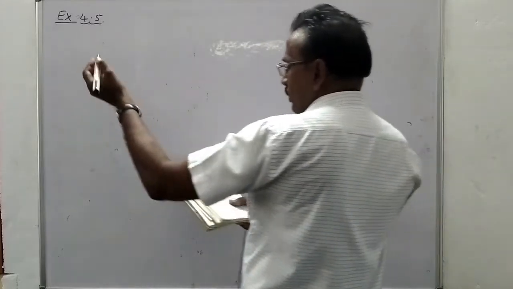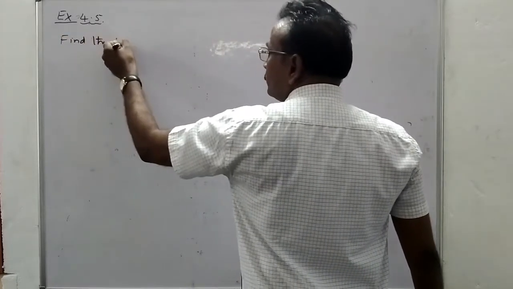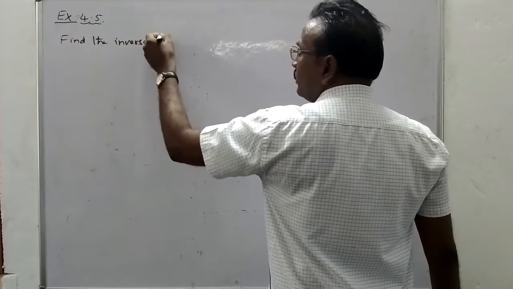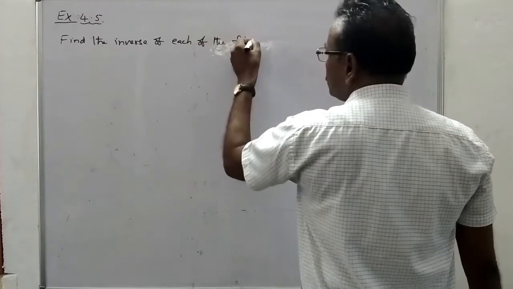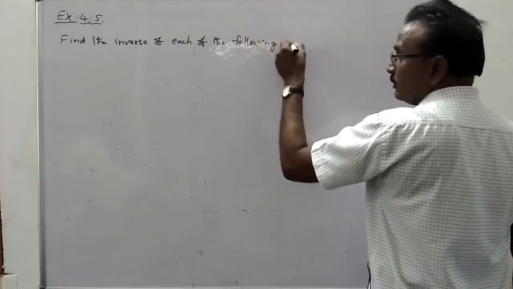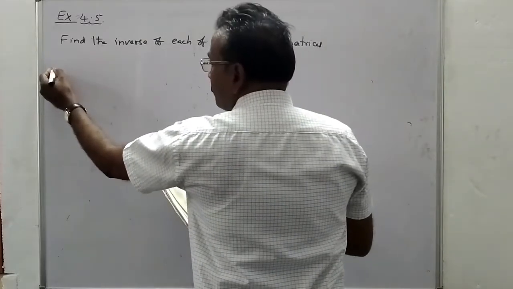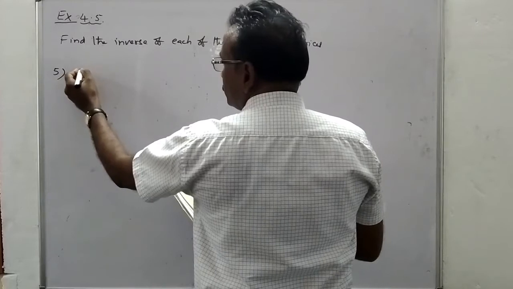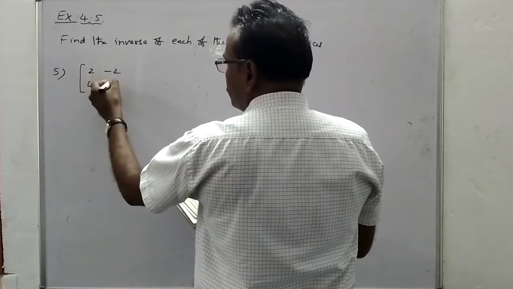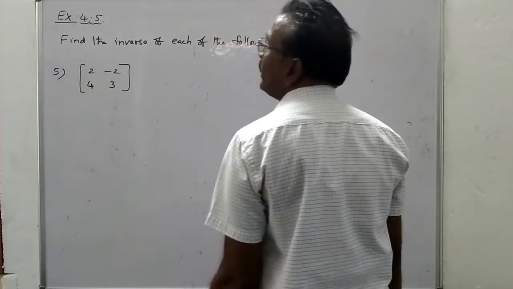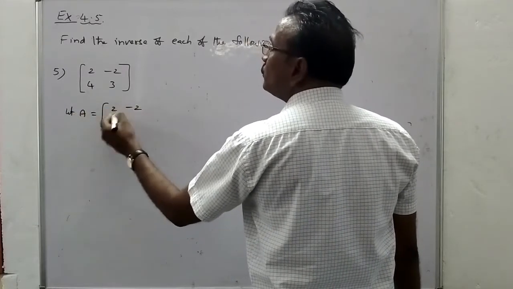So two problems. Find the inverse of each of the following matrices. First one, that is question number 5: 2 minus 2, 4, 3. Find the inverse of the matrix. Let A is equal to 2 minus 2, 4, 3.